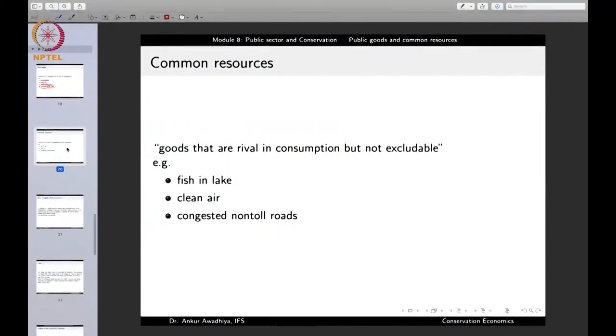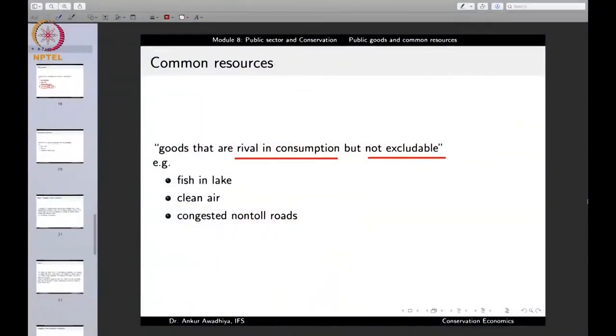Another category is common resources. Goods that are rival in consumption but not excludable. Things such as fish in the lake. Now fish in the lake is a rival in consumption because if I take out more of the fish, if I do more fishing, then less fish is available for you. So it is a rival in consumption. But it is not excludable in most number of cases because people have a free access to the lake. So until and unless there is an authority that puts up a fencing all around this lake, it is not excludable, but it is rival in consumption.